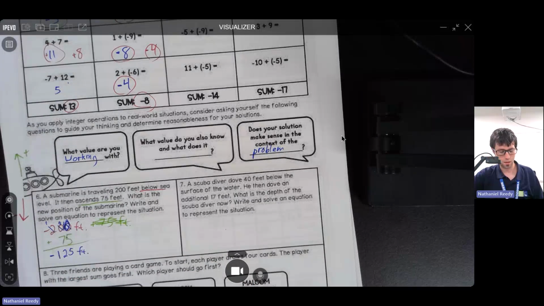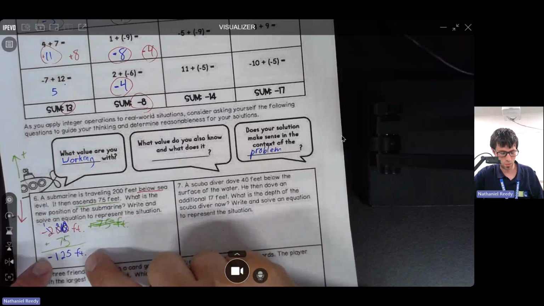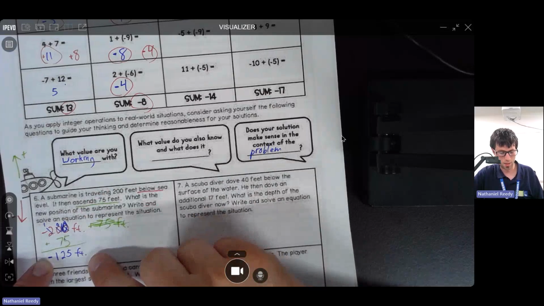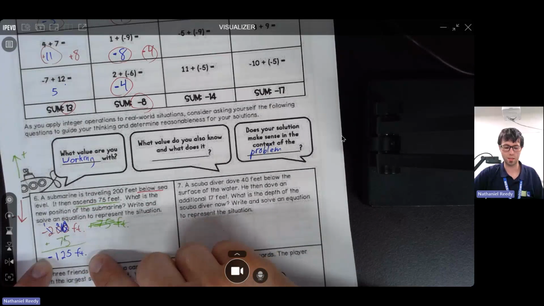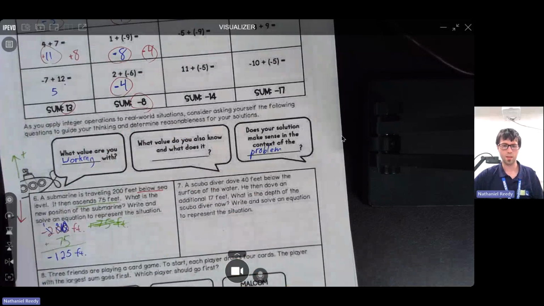And again, does this answer make sense? Well, yeah, it makes sense because look, negative 125 feet means it's 125 feet below sea level. So yes, this answer makes sense because I'm going 125 feet down.